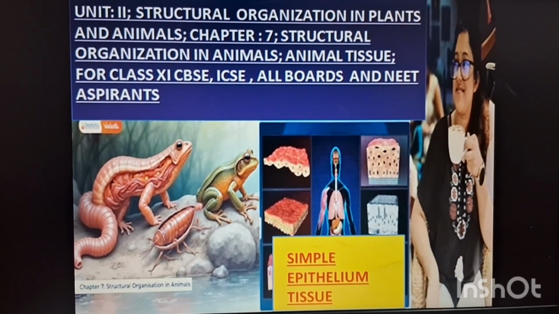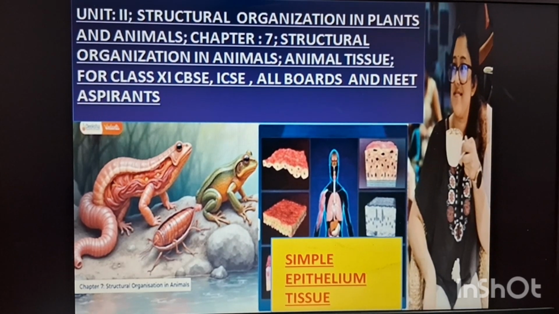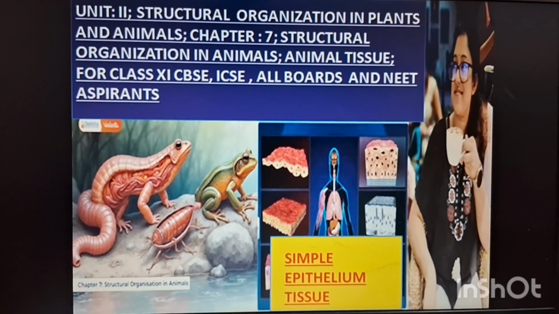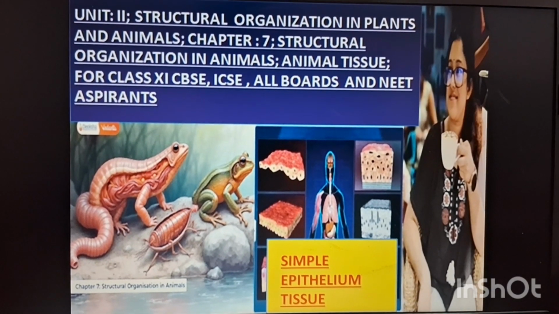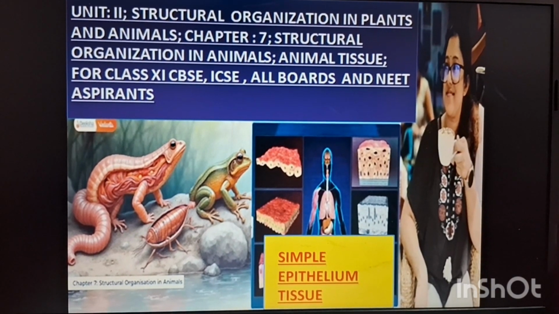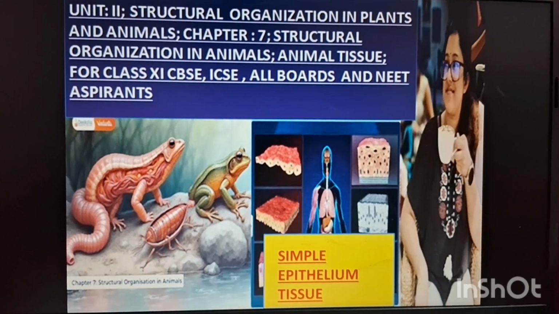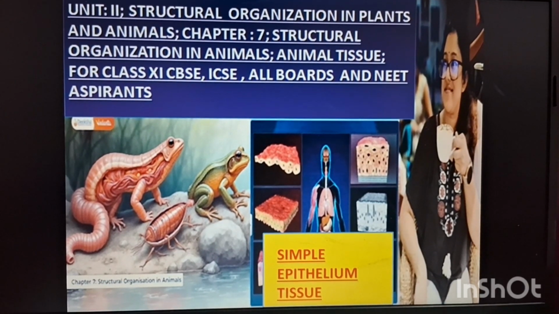Now's content for class 11, CBSE, ICSE, all boards and also NEET aspirant students. Unit 2, Structural Organization in Plants and Animals, Chapter 7, Structural Organization in Animals and Animal Tissue. Today I will discuss the simple epithelium tissue.